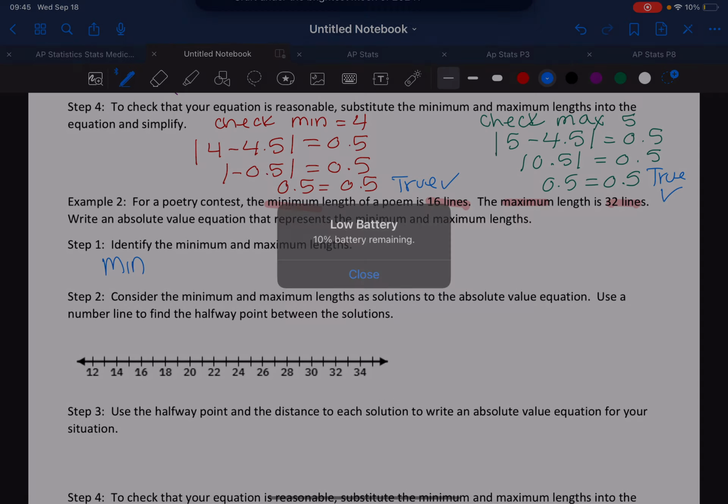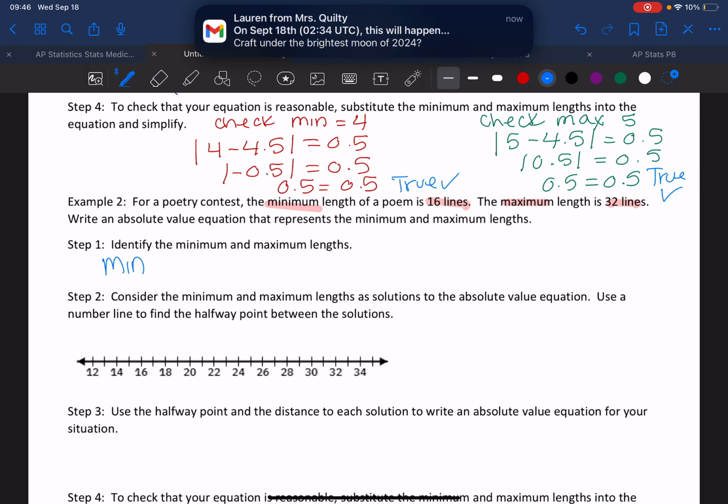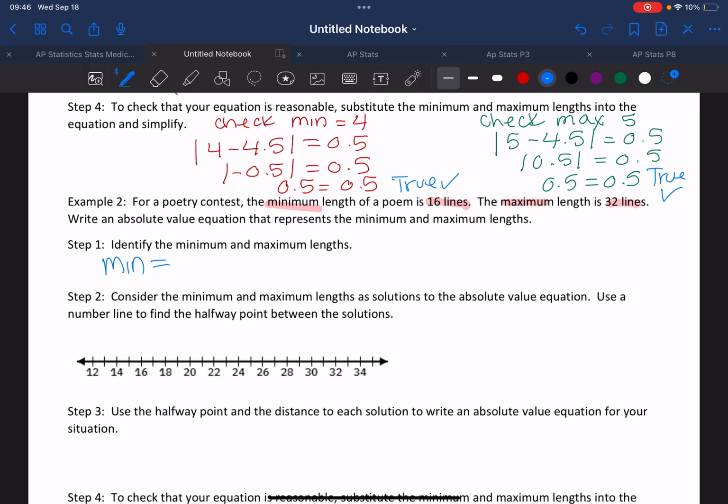So our minimum is equal to 16 lines. And our maximum is equal to 32 lines. Now we're going to plot that 16 and 32. So here we have 16, then we have 32, and then we need to find the midway point between 16 and 32. So the middle one between that is going to be 24.